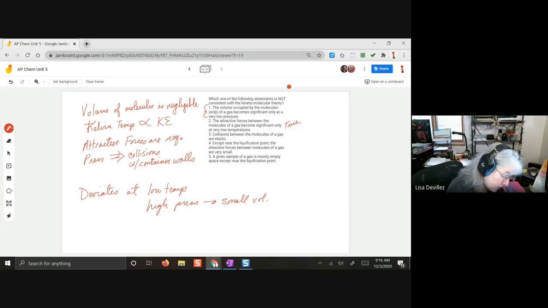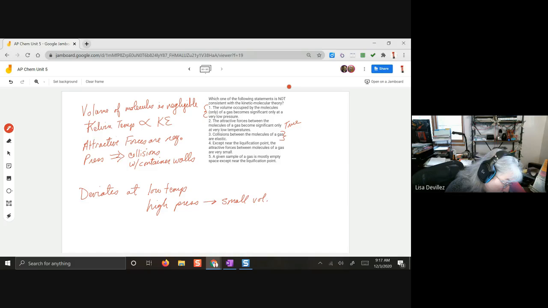Collisions between the molecules of a gas are elastic. Okay, what that means there is that if they collide with each other, they don't lose any energy, which is true if we are saying attractive forces are negligible. If the attractive forces come into play, then they lose some energy and the collisions are not considered elastic. But that's what that term there means.